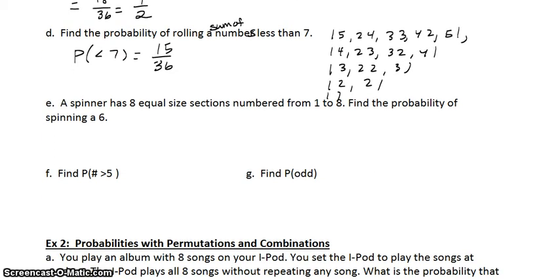Part E, a spinner has 8 equal-sized sections numbered 1 to 8. Find the probability of spinning a 6. All right, so this time there are 8 sections they told us, and we can assume that there's only one 6, so 1/8 would be my answer.